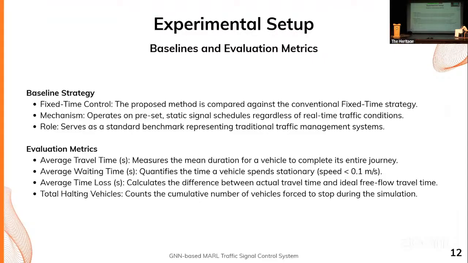We measure four metrics. Average travel time, to show how long it takes to finish a trip. Average waiting time, how long cars sit at red lights. Time lost, how much time is wasted compared to an empty road. And total halting vehicles, how many times cars have to stop completely. Our goal is to make all the numbers as low as possible.